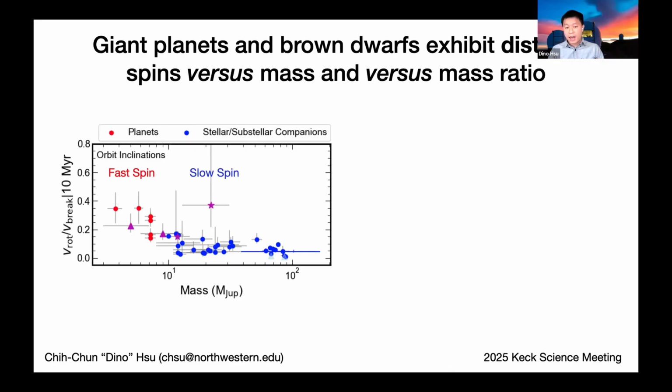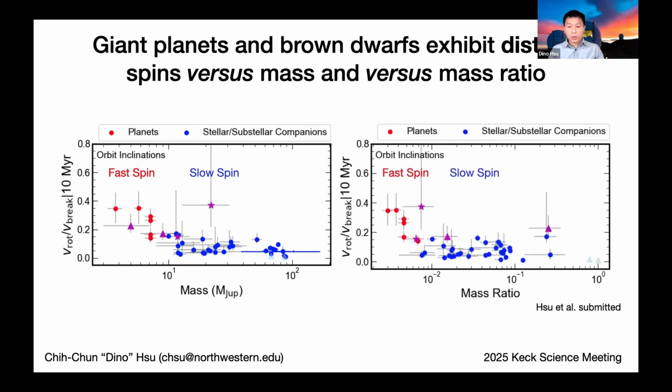If you look at the mass ratio space, this actually makes a clearer cut. That means both mass and mass ratio are important in separating these two populations, and spins are pretty exciting in disentangling their formation pathways.